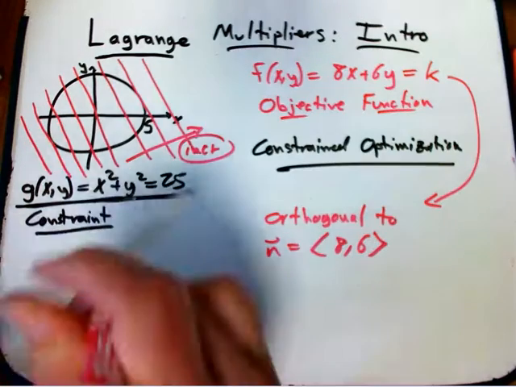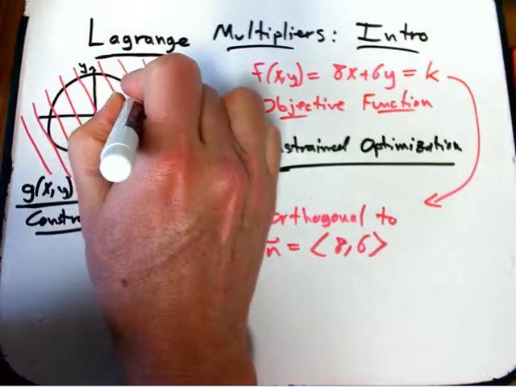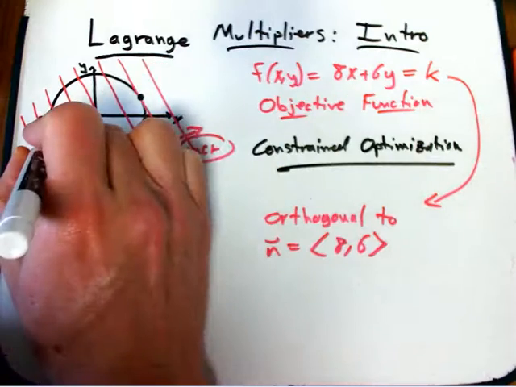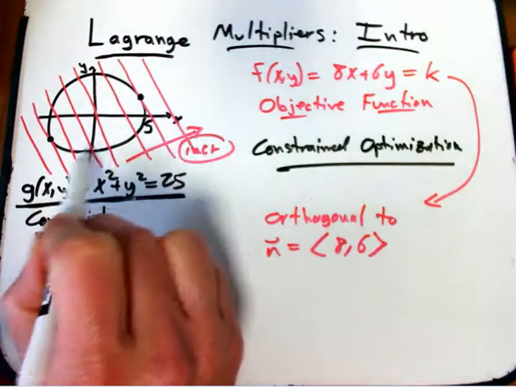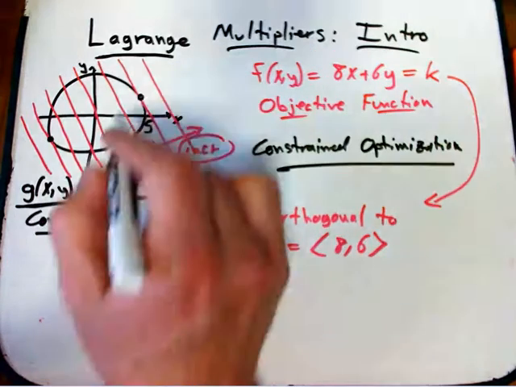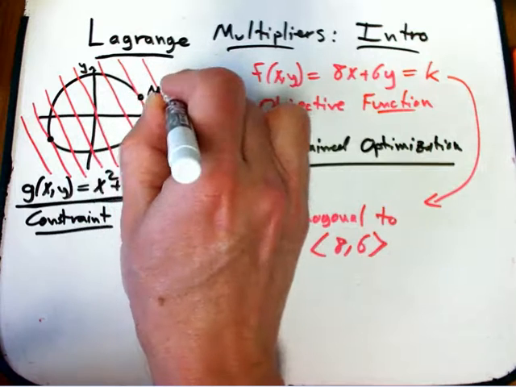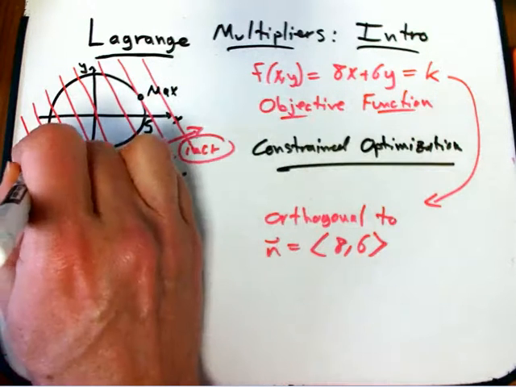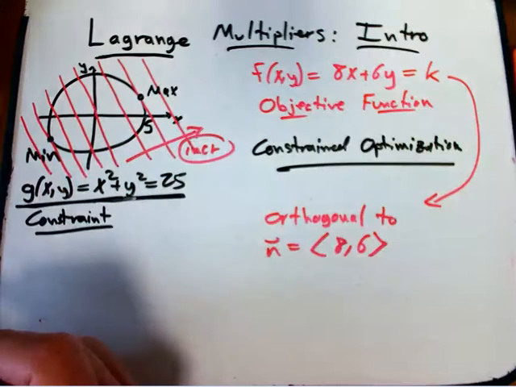Okay, so from that geometric description, it's pretty obvious what the answers are, at least pictorially. If I want to stay on this circle and I want to climb up the level sets of f, I better be on that level set. That's the last one that touches. So that's going to be the max. If I want to get to the min, then I better be over here. That's the lowest level set that touches.